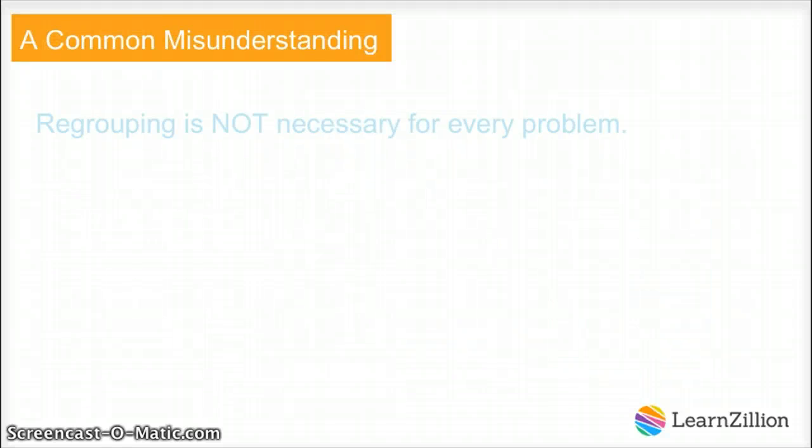A common misunderstanding: regrouping is not necessary for every problem. You might start to think that when you add 3, 4, or more two-digit numbers that you will always need to regroup because you have more numbers likely equaling a larger total. But that's not true. There will be some problems where the numbers in the ones place and then the tens place are small enough to total less than 10. Making the decision about when you will need to regroup and when you will not need to regroup is key to solving these problems.